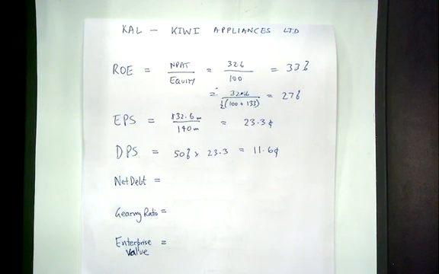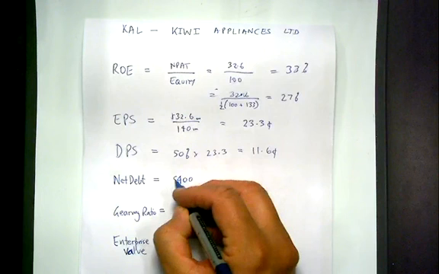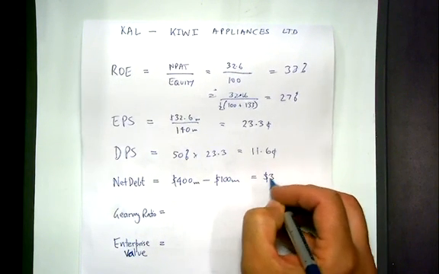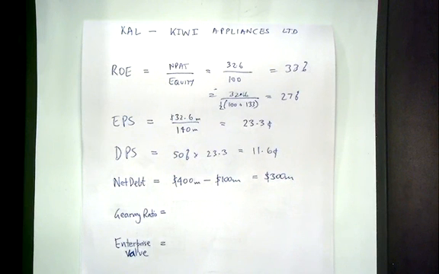Anyone got the net debt? 500? How'd you get that? Total liabilities minus cash. So what was your total? No, it's just the debt liabilities, not total liabilities. So you took 600 less cash of 100, but it's only the non-current bank debt. So it should be 400 million less 100 million, so it equals 300 million. You don't use all liabilities. Easy, that's a simple mistake to make.